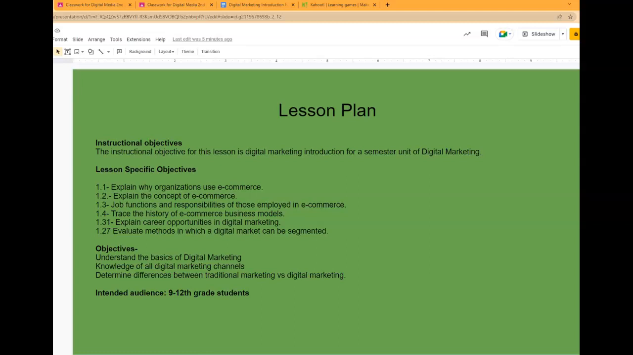The objectives are understanding the basics of digital marketing, knowledge of all digital marketing channels, and determining the difference between traditional marketing versus digital marketing. The intended audience for this is 9th through 12th grades.